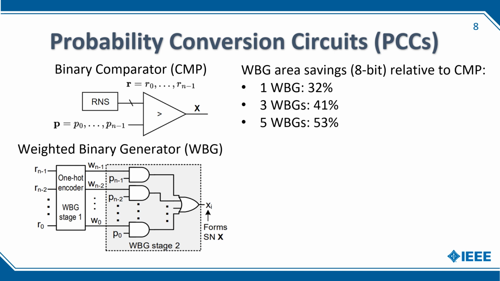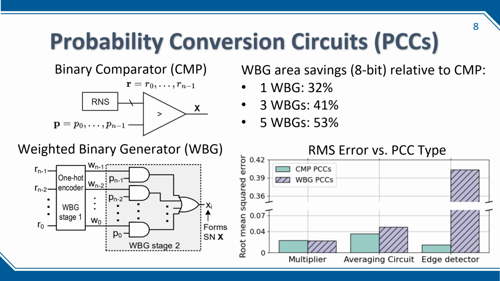For example, a single 8-bit WBG is 32% lower in area than its comparator-based counterpart, and the area reduction improves as more WBGs share the same stage 1 hardware. The downside of WBGs, however, is that using them for some designs such as scaled addition and especially edge detection results in substantially higher error, as shown in the plot on the bottom right.